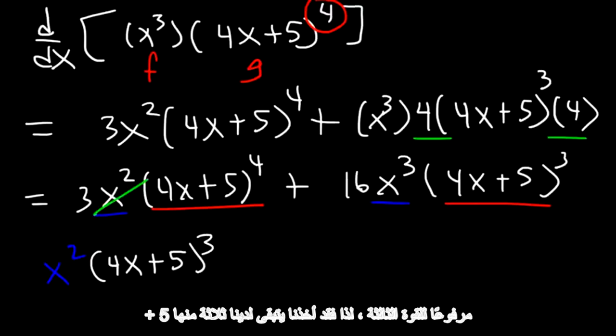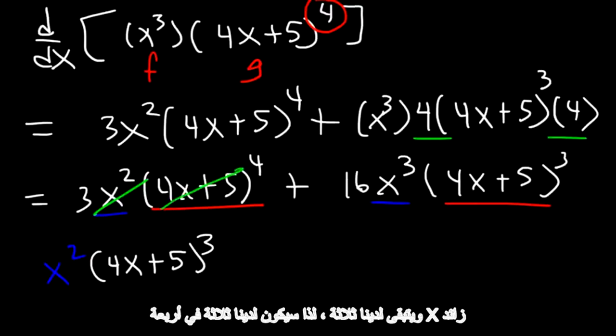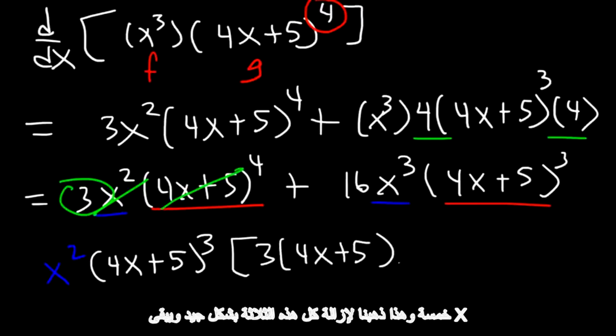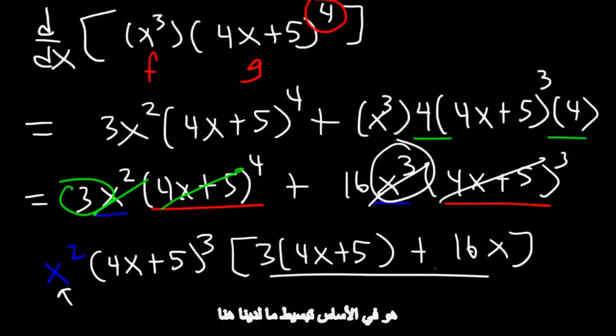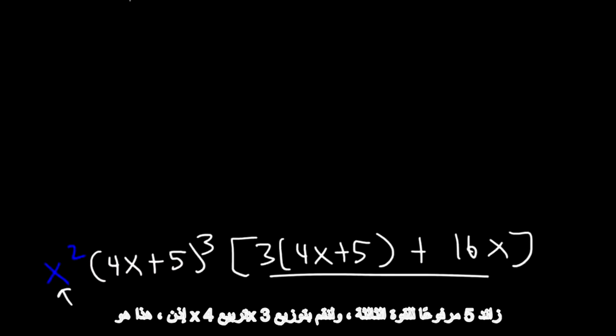So this is gone. We took 3 of these, 1 is left over, and we have a 3 left. So this is going to be a 3 times 4x plus 5. And this is gone. We took out all 3 of these. Well, there's an x left over and a 16, so plus 16x, because we took out an x squared. Now what we can do is basically simplify what we have here. So this is x squared, 4x plus 5 to the 3rd power.